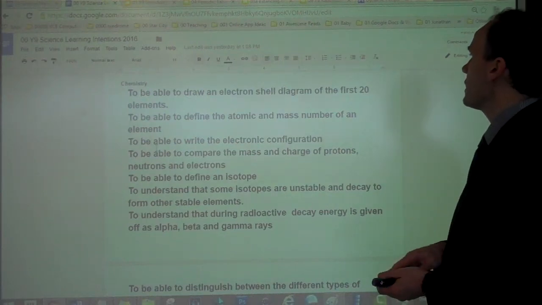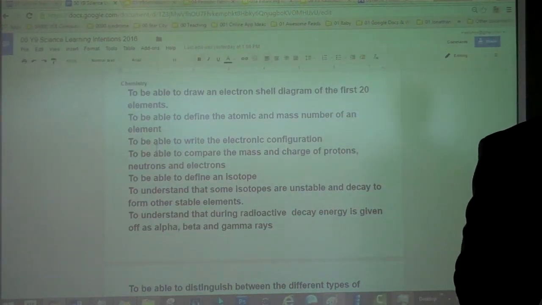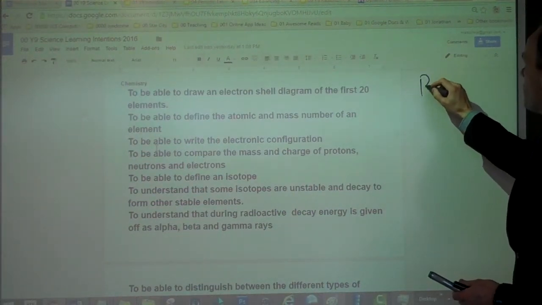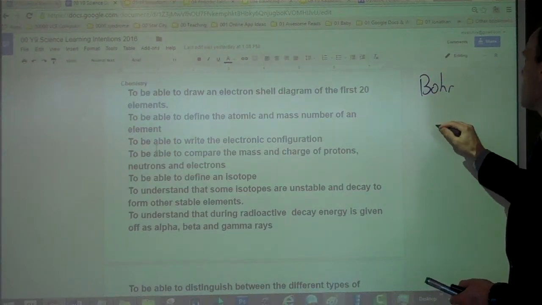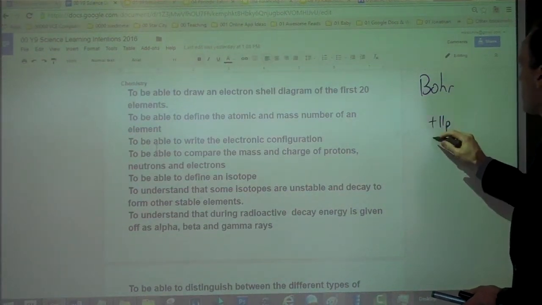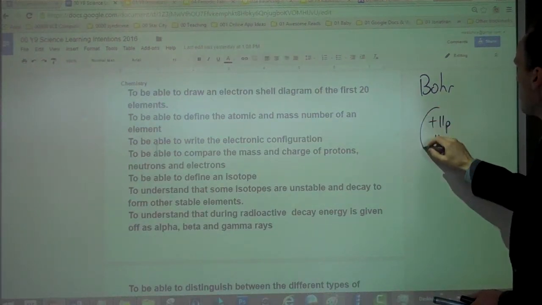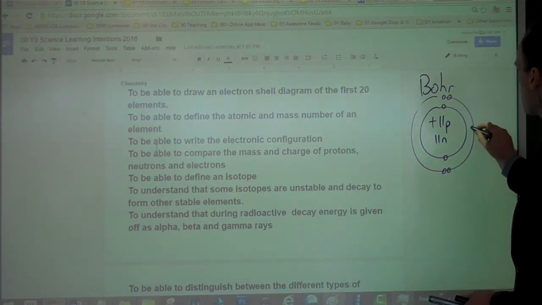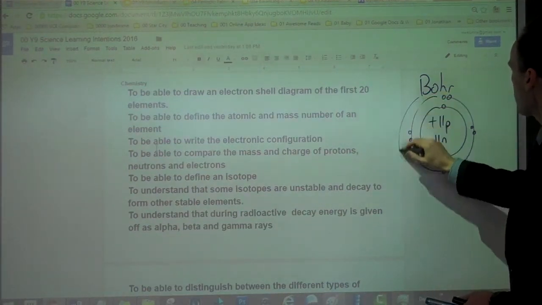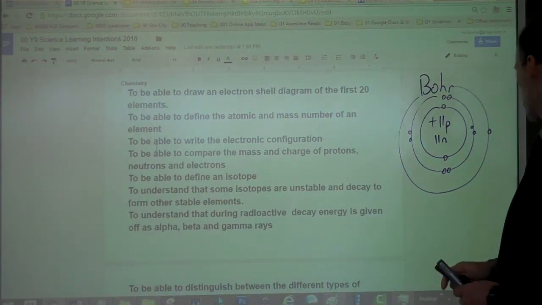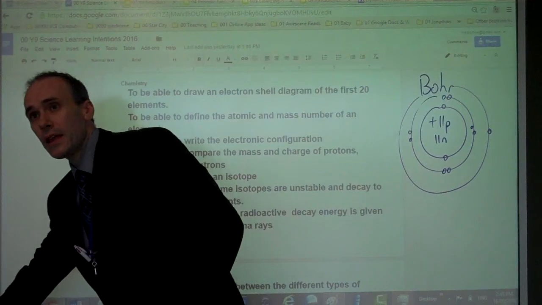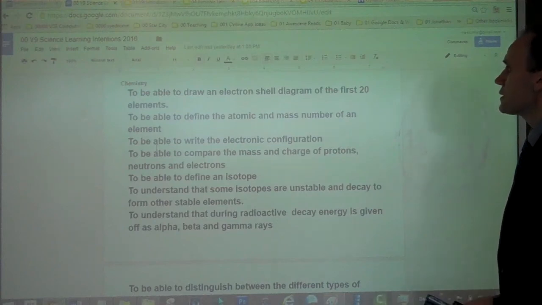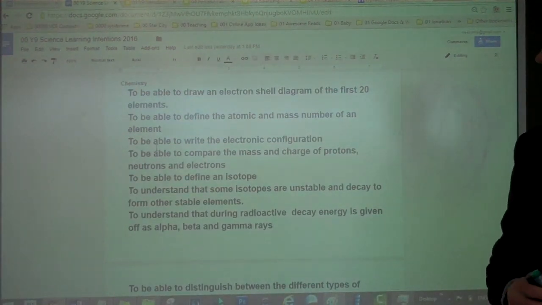So can you draw an electron shell diagram of the first 20 elements? And an electron shell diagram is something like a Bohr diagram. Now the Bohr one is where you show, well, we'll just choose calcium because it's easy to remember, 11 protons, we'll say 11 neutrons, and then you draw the shells, and you pretty much draw the whole thing. Put the electrons in pairs to make it simpler, and go from there. You should be able to do any of the first 20 elements.